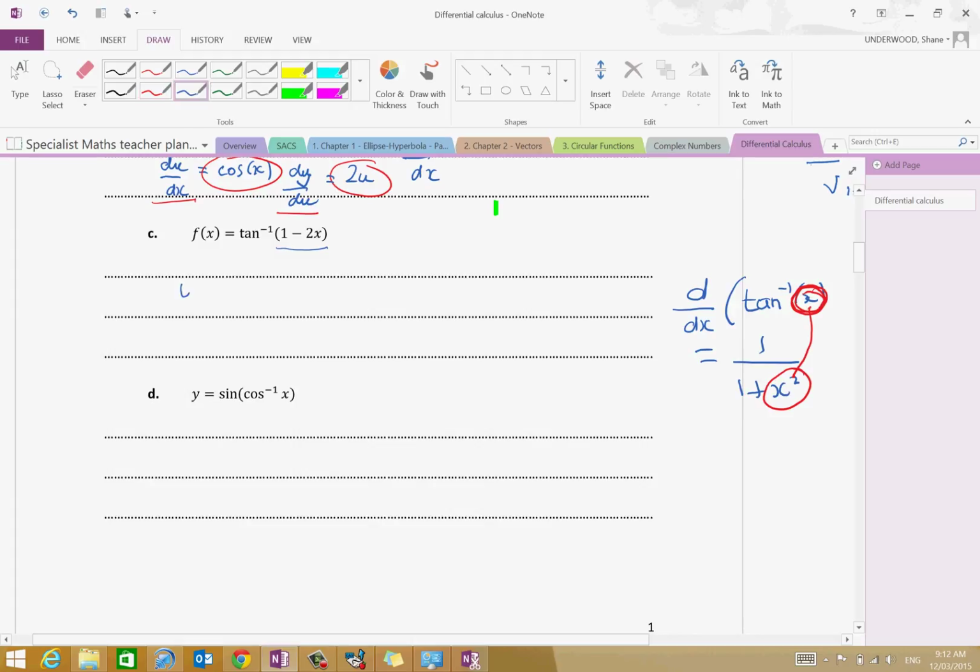So what we do is we let u equal 1 minus 2x, and we let y equal inverse tan of u. The reason we do this is because you can then copy the formula sheet, and then you can replace u in at the end. So therefore du dx is equal to minus 2, and dy du is equal to 1 over 1 plus u squared, and therefore dy dx, using the chain rule again, is equal to minus 2 on 1 plus u squared, which is 1 plus 1 minus 2x all squared.